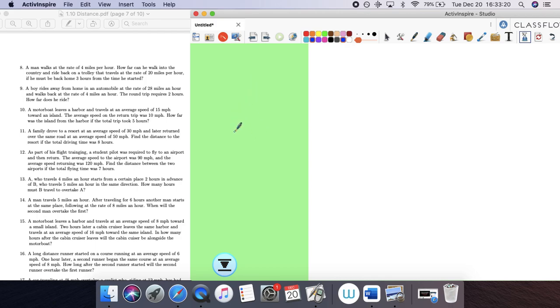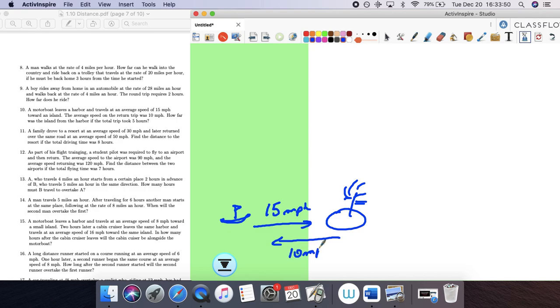A motorboat leaves the harbor and travels at an average speed of 15 miles an hour towards an island. So here is a boat. Here's the island. Going that way towards the island, it's 15 miles an hour. The average speed on the return trip, going back, is 10 miles an hour. So notice that. And then, how far was the island from the harbor if the total trip took 5 hours? So this whole round trip took 5 hours.